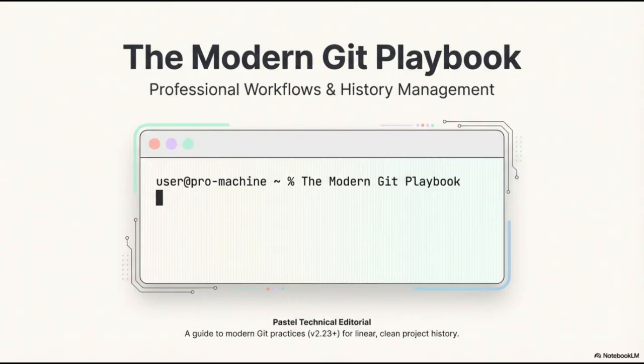Welcome, everyone. I am pleased to introduce the Modern Git Playbook, a session dedicated to mastering professional workflows and history management. In today's fast-paced development landscape, maintaining a clean and linear project history is essential for effective collaboration and long-term maintainability. This presentation, brought to you by Pastel Technical Editorial, focuses on modern Git practices available in versions 2.23 and above. We will explore the strategies necessary to refine your version control habits, ensuring your repository remains organized and your team stays productive as your projects scale.